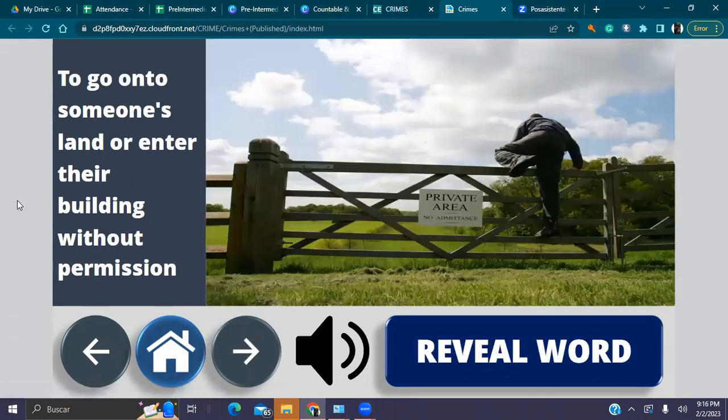To go onto someone's land or enter their building without permission. This doesn't exist in this country, if I'm not mistaken. This is pretty common in the United States. There is a particular word they use for this particular action. To go onto someone's land or enter their building without permission. How do you call this, guys?